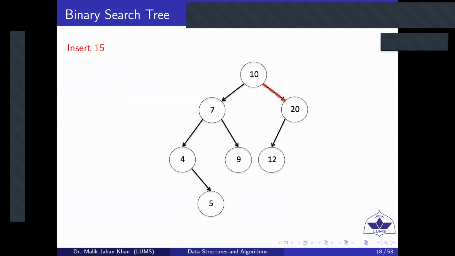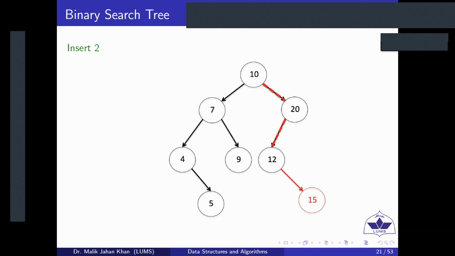As we go on right, we compare 15 with 20. 15 is smaller than 20, so we have to go on left of 20, and we go to 12. When we go to 12, we compare with 15. So 15 has to go on right of 12, and that spot is available. So we just insert 15 over there and we are done. So 15 gets added on the right side of 12.